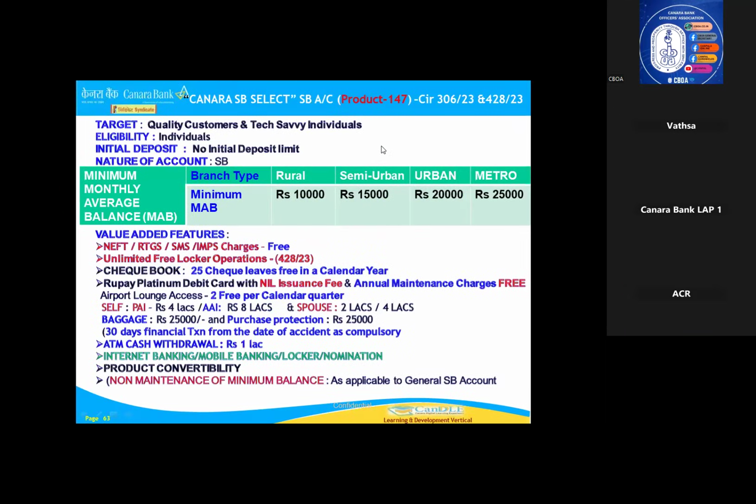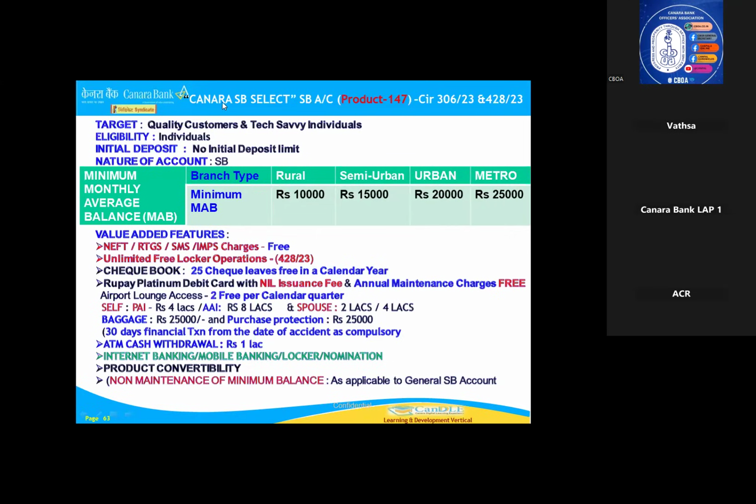This is Canara SB Select. The target is quality customers and tech-savvy individuals. Only individuals can open the account. There is no initial deposit. And as per the categorization of the branch, the balance has to be maintained: 10,000 in rural, 15,000 in semi-urban, 20,000 in urban, and metro 25,000.